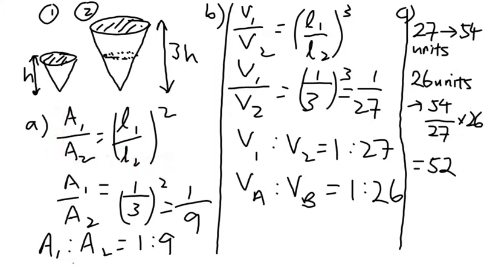We are comparing area, base areas, so we write it in this way. A1 over A2 is L1 over L2, squared. There's no way around this. You have to practice and remember this.